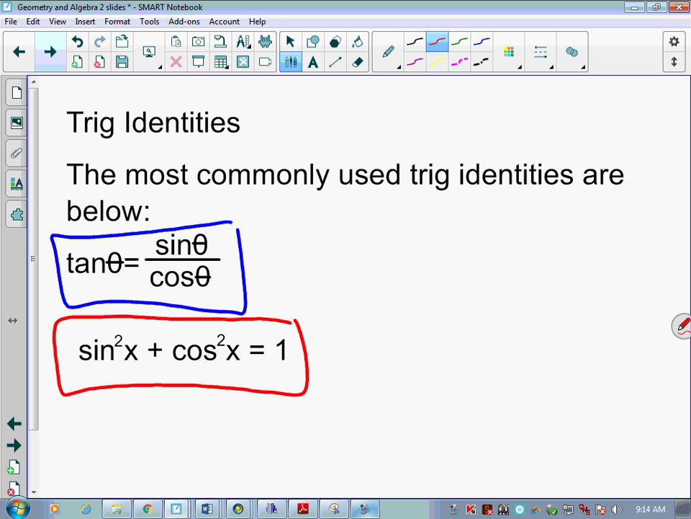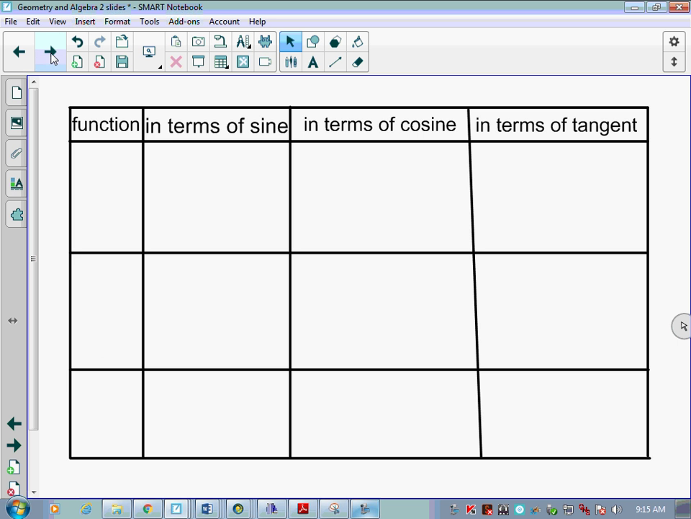Exactly right. It looks kind of like the Pythagorean theorem. So that's what I want you to think about whenever we consider sine squared plus cosine squared equals 1. But beyond that, we have a whole list of them on how we can relate certain functions in terms of other functions. So let's turn to page 596 in your book.